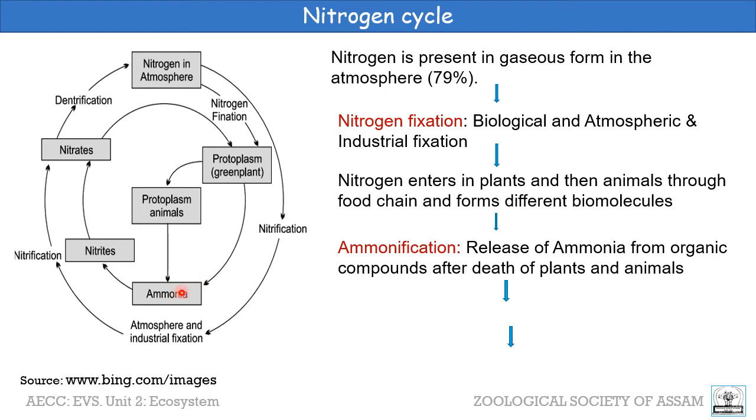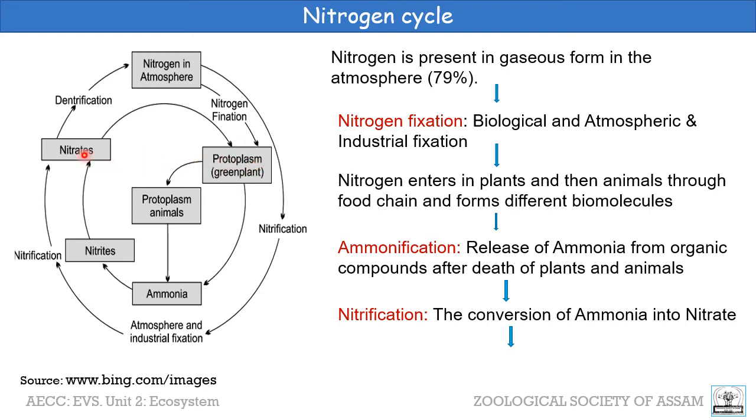This ammonia is converted to nitrate by a process called nitrification by some bacteria, and the bacteria involved are called nitrifying bacteria. The ammonia is first converted to nitrite, and then nitrite is converted to nitrate by a process called nitrification. Then this nitrate can again be taken up by plants in the formation of different biomolecules.